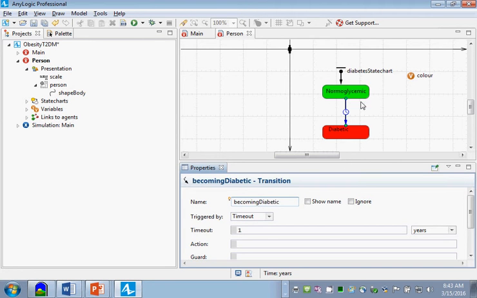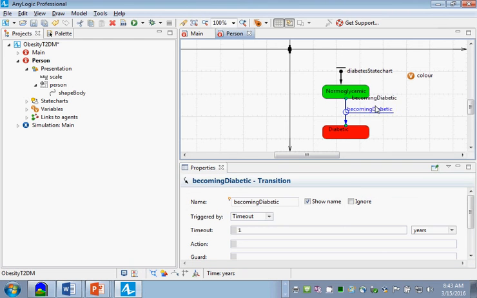And you'll notice for transitions, by default, the name is not shown. I like to show names. They enhance transparency of models to stakeholders. So for this, I called it becoming diabetic. And I'm going to say show name. And now the name is shown astride the transition. Okay? Or bestride the transition.